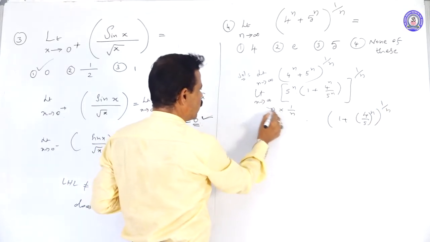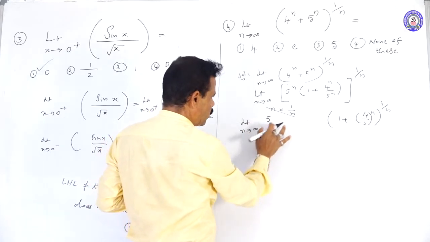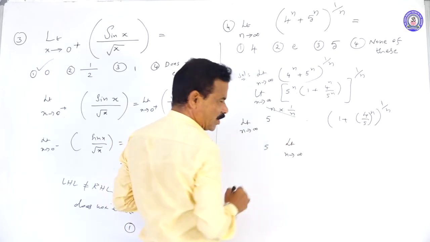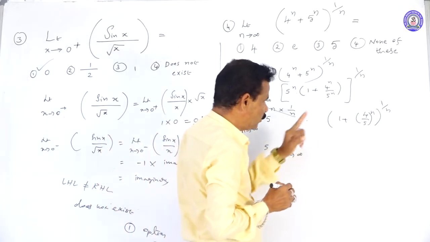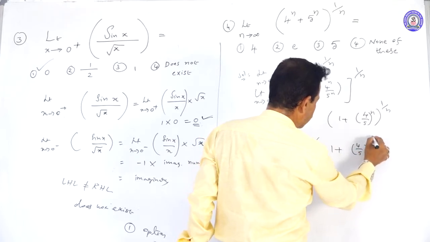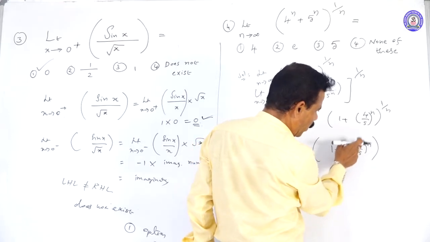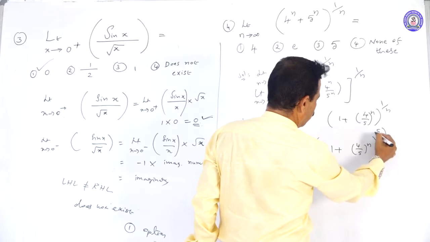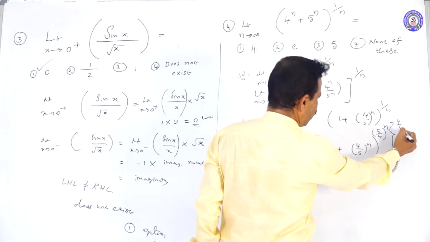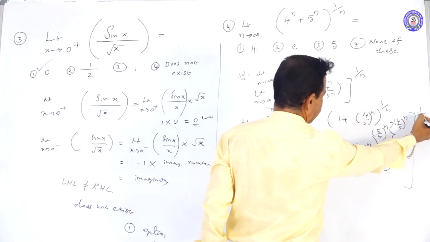Next step. This n cancels, whereas limit n tends to infinity stays the same. So the 5 is power 1, a constant outside. Next, limit n tends to infinity as it is. Here this is written as 1 plus 4 by 5 power n. Here the reciprocal is needed: the reciprocal is 5 by 4 power n. This is an extra term, so for cancellation again multiply by 4 by 5 power n. After this 1 by n is there.